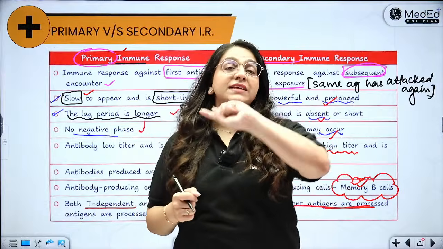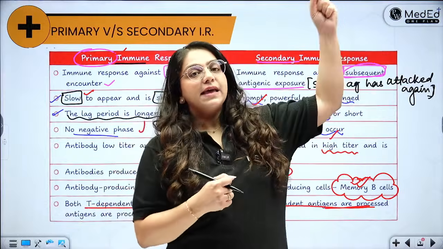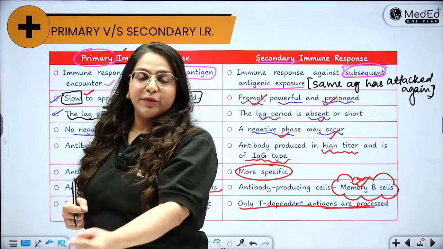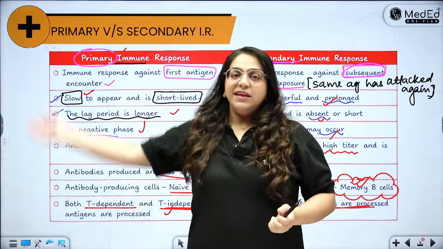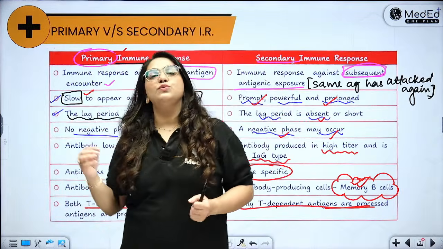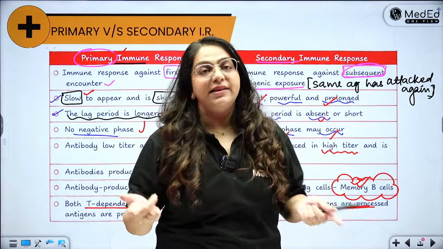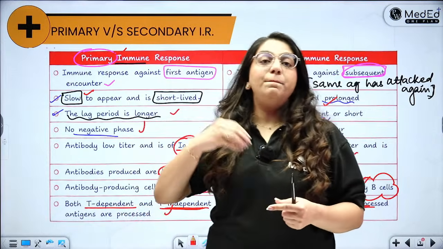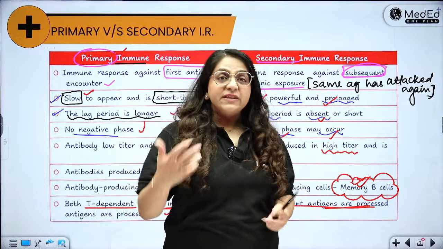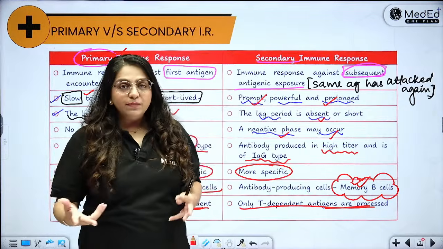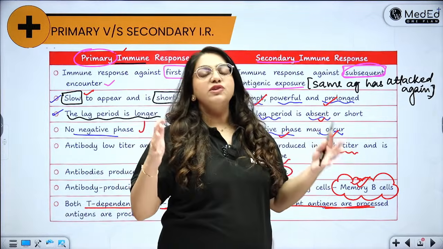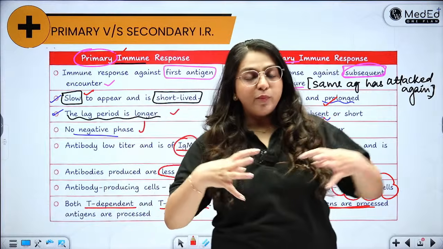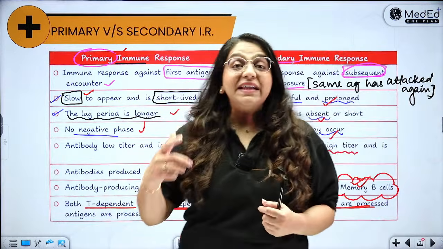Now the T helper cell will again activate the B cell and then the antibodies will be produced. This is the process which is called T cell dependent antigen. And always a better immune response, a specific immune response, a prolonged immune response and memory formation happens whenever this long process of T cell dependency takes place.